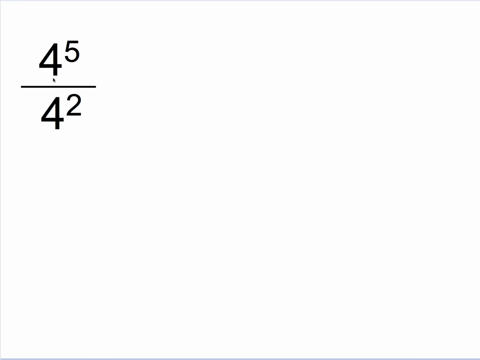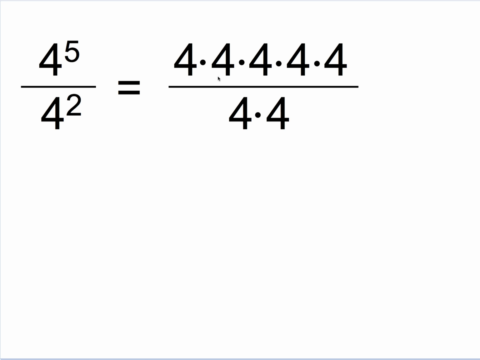So remember, when you have a base with an exponent, it means you're taking that base and multiplying it by itself that many times, which is 5 in the numerator, 2 in the denominator. So that would be 4 times 4 times 4 times 4 times 4 in the numerator and 4 times 4 in the denominator. Now remember, we talked about this in class already, but if you have the same thing in the numerator as the denominator, they cancel each other out. So this 4 would cancel out with this 4.